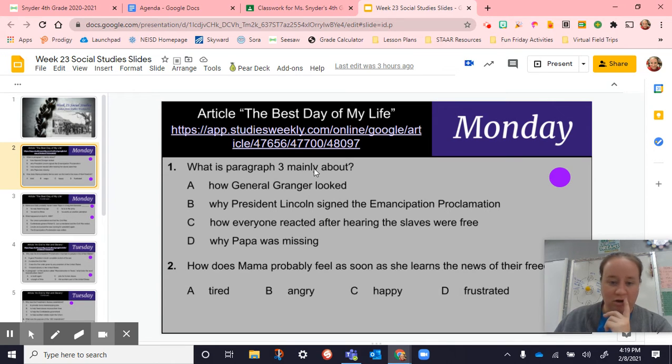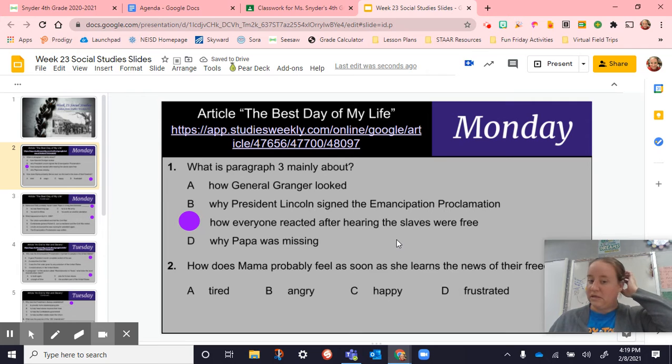So paragraph 3, this question, wasn't there. I went over these with the class. So paragraph 3, it wanted you to say it was about how everyone reacted after hearing the slaves were free.